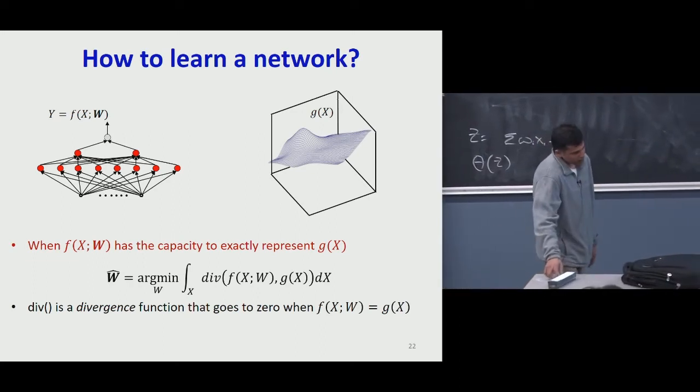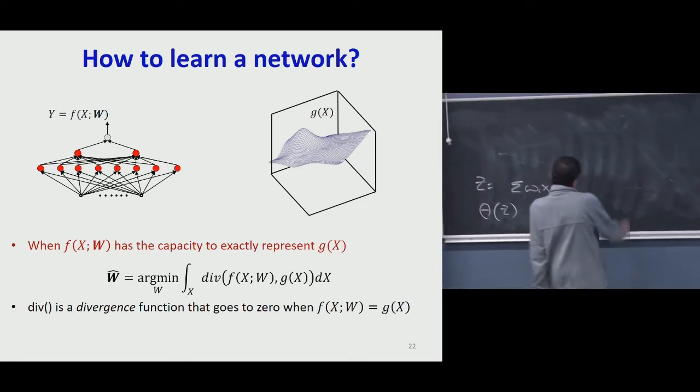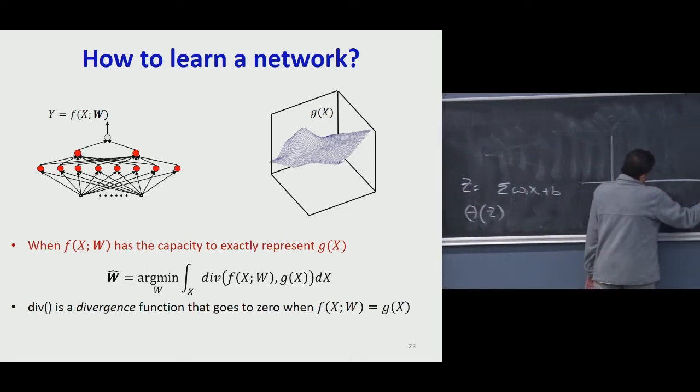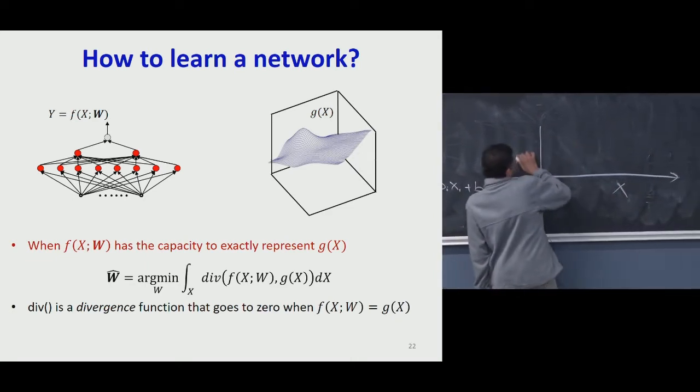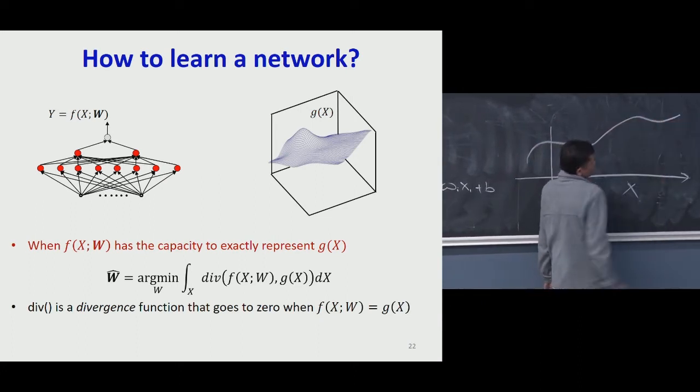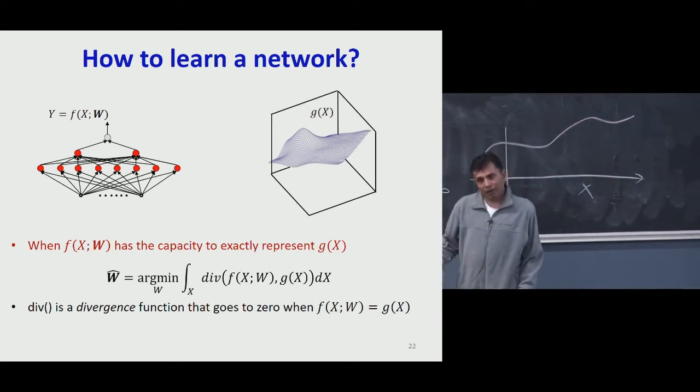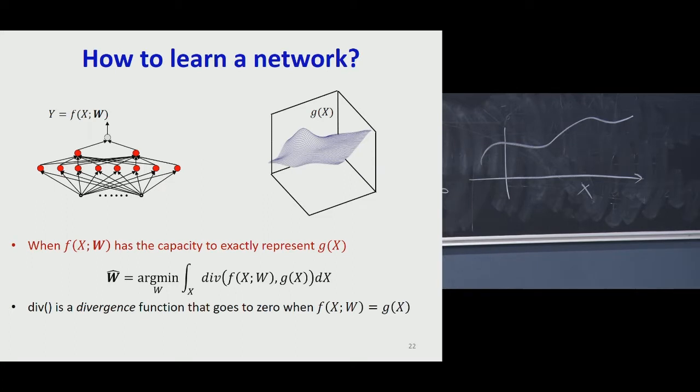So what you really have is, this is a one-dimensional illustration, x. Here's a function that you're trying to model. Now, if I set the parameters of the network to any value, it is actually going to compute some function. And that function may not be the function that I want. So that function may be something like this.